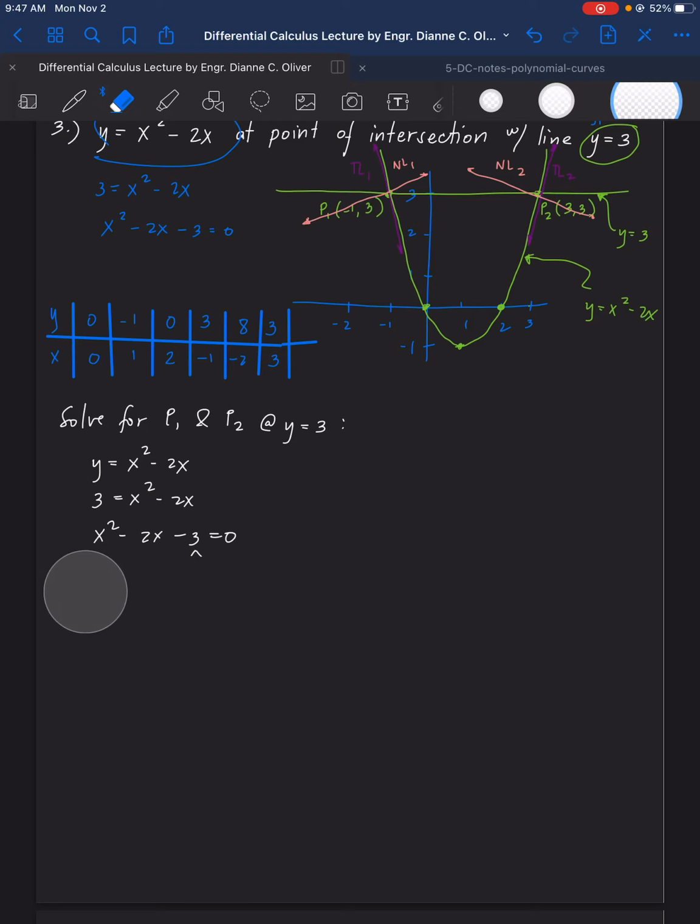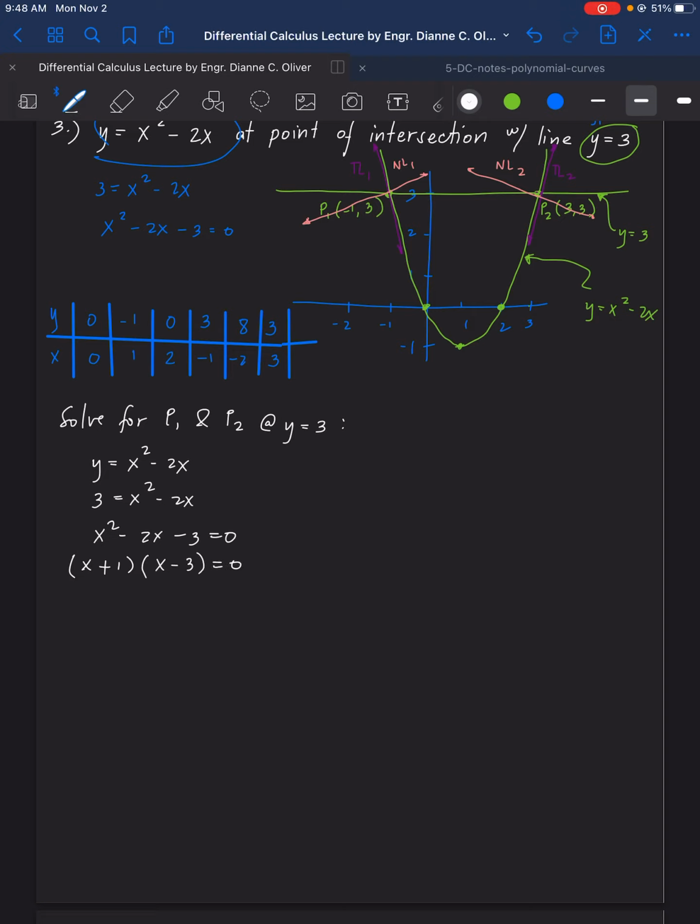So how do we arrive with the x plus 1 here? What two numbers will you multiply so that the answer will be negative 3, but if you add it, the answer will be negative 2? That will be negative 3 and 1. Negative 3 times 1 becomes negative 3, and negative 3 plus 1 becomes negative 2. Or you can also use the quadratic formula to determine the roots. So this one here is x plus 1 and x minus 3 equals 0.